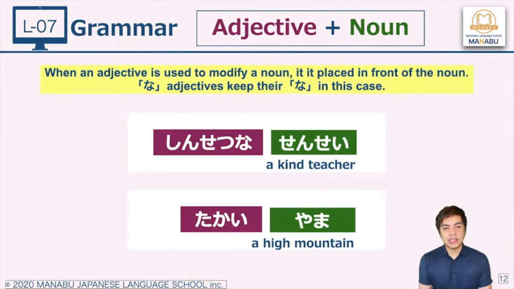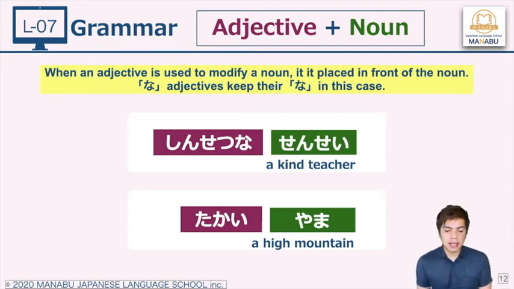So when an adjective is used to modify a noun, it is placed in front of the noun. So the kind of noun. Na adjectives keep their na in this case. So for example, the word sensei. The word sensei in English is teacher. So we add shinsetsu na before the word sensei. Shinsetsu na sensei, a kind teacher. So instead of saying the word teacher, we modify it with an adjective, a kind teacher.